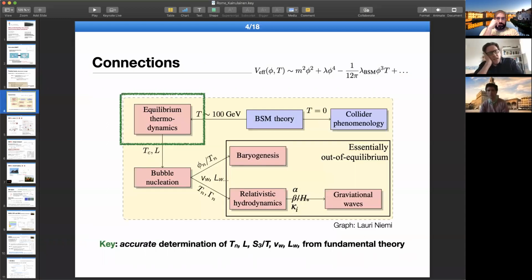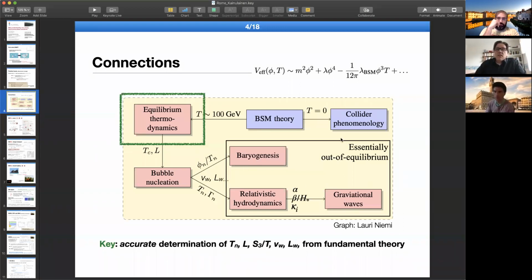So here is a graph that I stole from a recent talk by Lauri Niemi last year, which nicely shows the connectivity of these different topics.